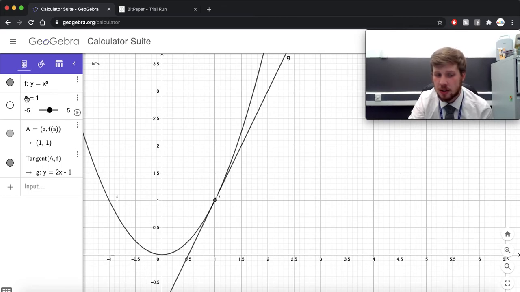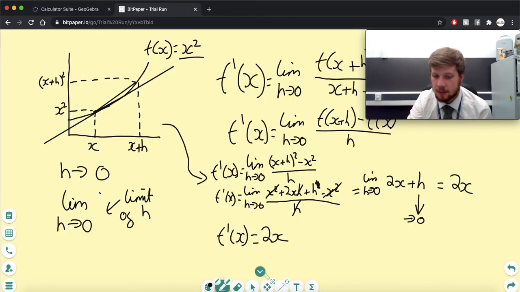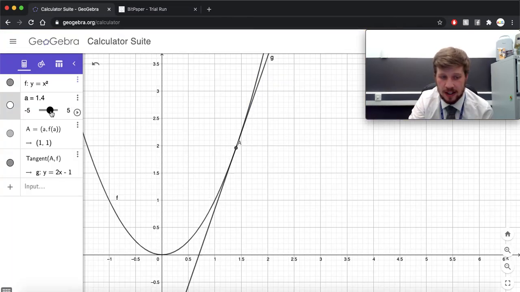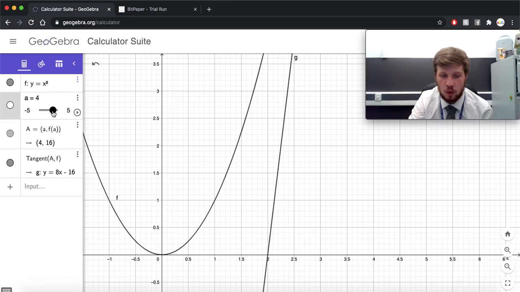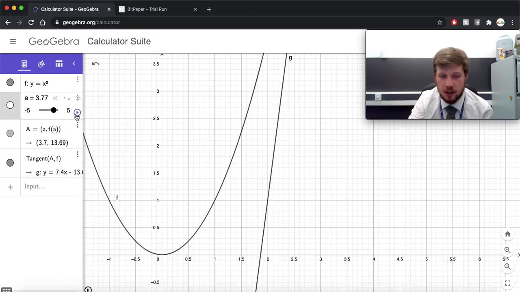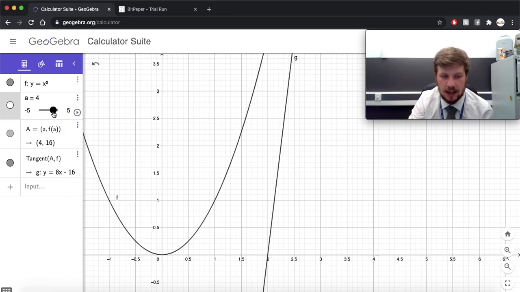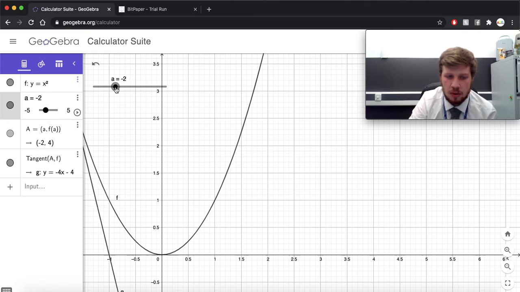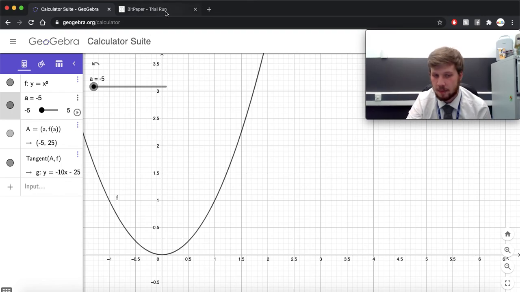So at the moment our x-coordinate is 1 and my gradient is 2. By thinking about this, I should always have my gradient being twice that of my x-coordinate. So if I increase it to, let's say, 4, I would be assuming that my gradient would be equal to 8. Just going to use it on here, and lo and behold it is. If I want it to be negative 2, my gradient should be negative 4, which it is, and likewise with negative 5, it should be negative 10.